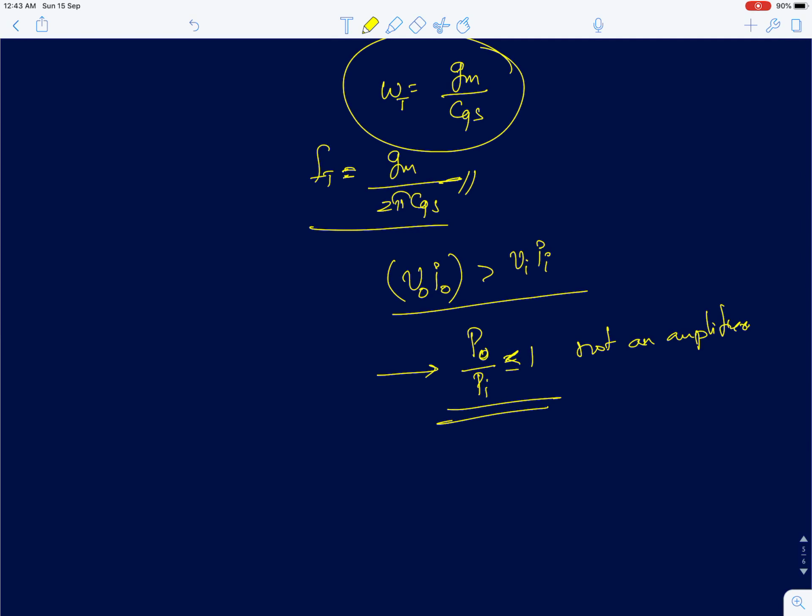Ft is generally high for BJTs compared to MOSFETs. That is why BJTs still find applications in very high frequency circuits. If not purely as standalone BJTs, then for gigahertz applications we sometimes go for BiCMOS technologies, a combination of both MOS and bipolar transistors.